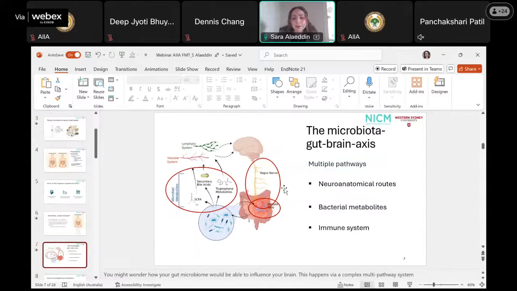So we've got neuroanatomical routes. I'll just point them out here. We've got the vagus nerve, which directly connects the brain and the gut. Then we've got bacteria metabolites. Short-chain fatty acids were mentioned before. These bacteria metabolites can enter the bloodstream and then reach the brain, and some of them are even able to pass the blood-brain barrier. And then we've got the immune system. So we know that the gut microbiome interacts with human immune cells directly or via metabolites, and this interaction can also influence the brain and the nervous system.